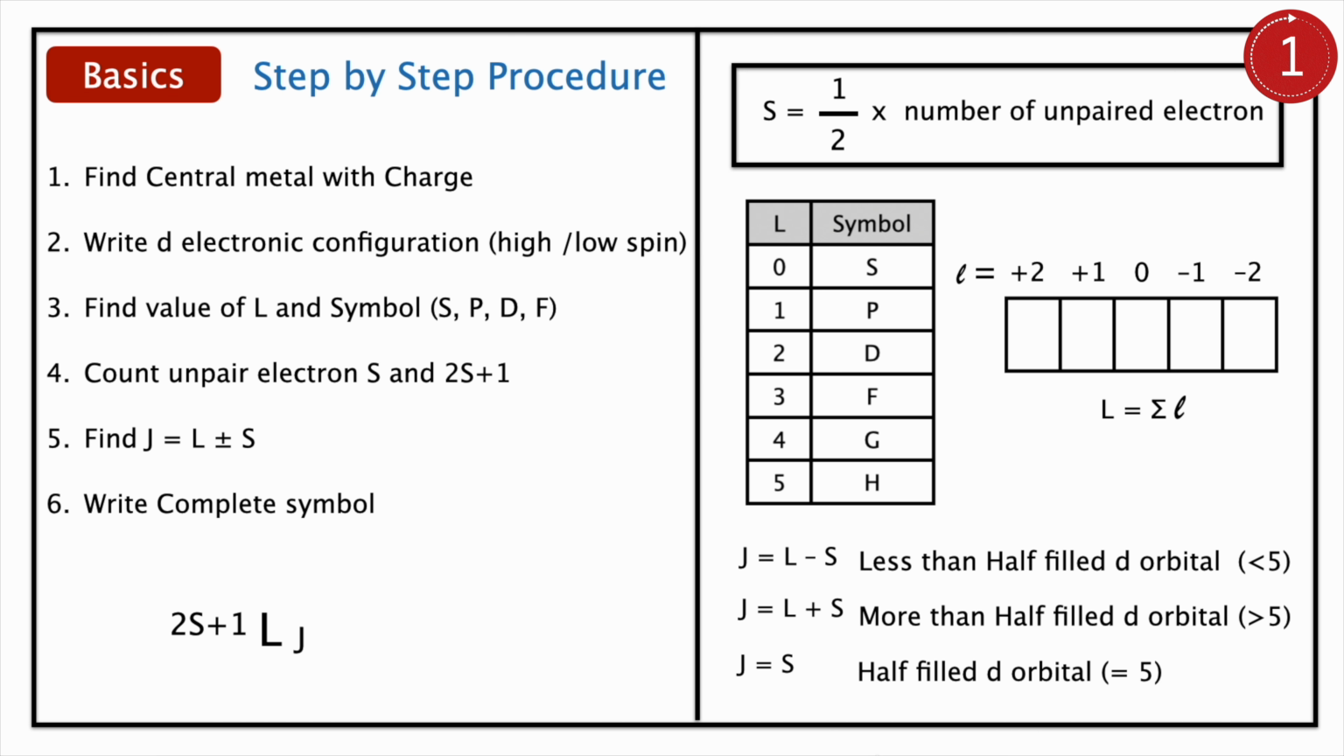Here I have given the step-by-step procedure. The first step is to find the central metal atom with its charge. Then write the electronic configuration of the atom with high or low spin. Better look at the ligand and find the spin. Then find the value of L, which will give you the symbol S, P, D, F, G. Then count the unpaired electrons. Then multiply by half and you get S. Then 2S plus 1 you can get. Then find J, which is L plus S and L minus S. Then write the final symbol. The final symbol is 2S plus 1, L subscript J.